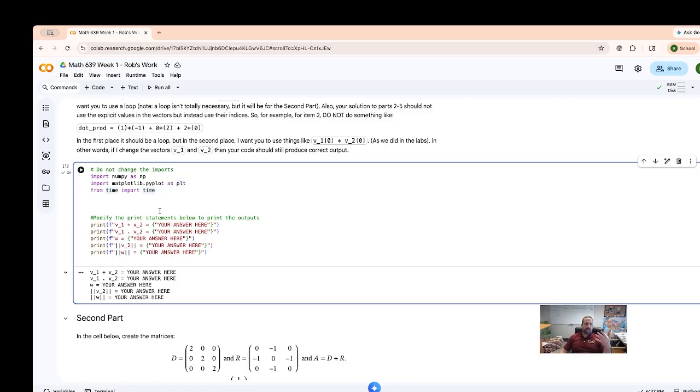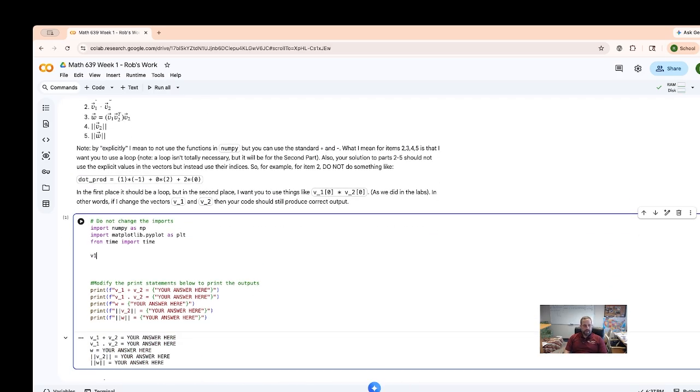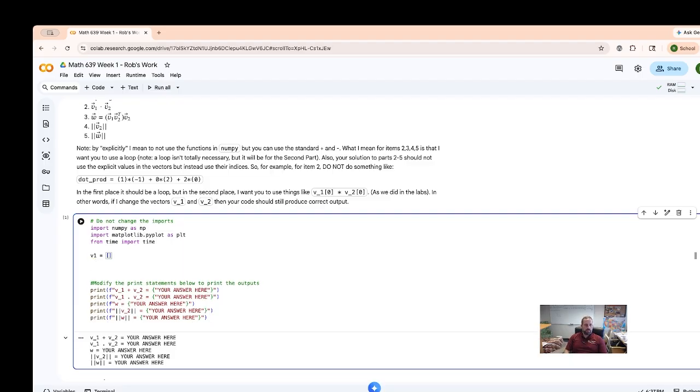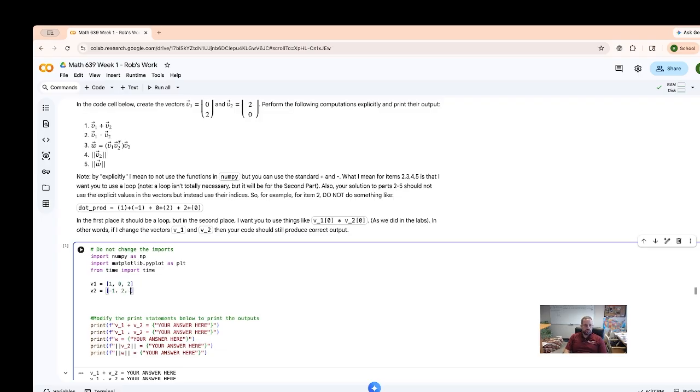Okay, so these are just packages that have a lot of functionality in them. If you are used to programming in C, for example, these are similar to the include statements that you would have in a C program. Okay, so the first thing is I need to store these two vectors in memory. So one way to do this, which is not the right way, would be to say v1 is equal to an array 1, 0, 2, and v2 is equal to an array which is minus 1, 2, 0.